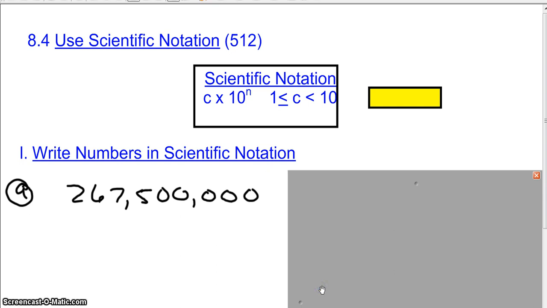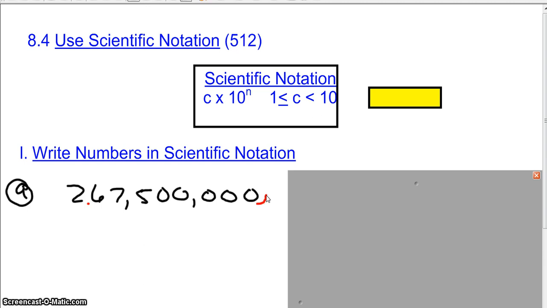We have a really big number, and this number is in standard form. We're going to rewrite it in scientific notation. To do that, we've got to take this number and change it to a number between 1 and 10, right? And how do we do that, Matthew? I change it to 2.675. Okay, so he's putting a decimal right here. But where was the decimal in the original number? Way down here, right?